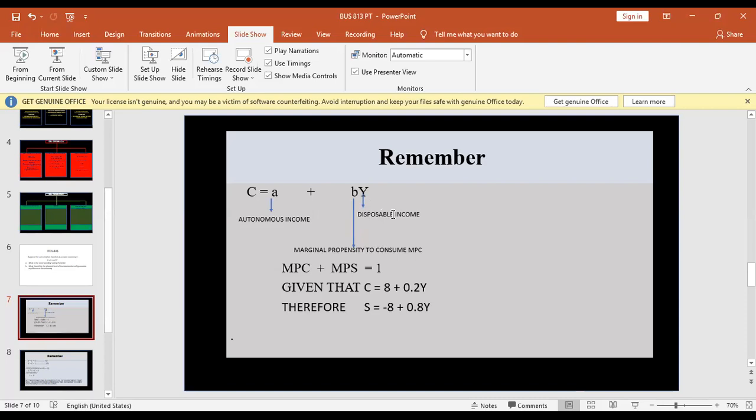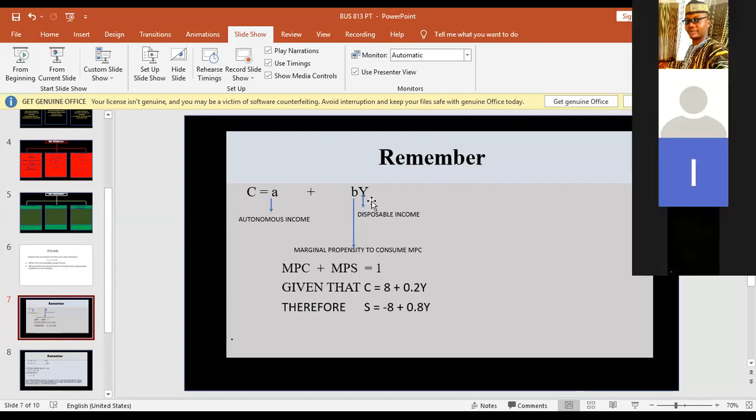Because most of us, when you earn your salaries, like he was saying in the class, you have to pay tax. Until your tax is taken out of your salary, it cannot be called disposable. You can't dispose of it. The tax has to be taken out. So this B is just a fraction of your disposable income. That's what it stands for.